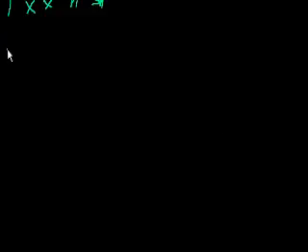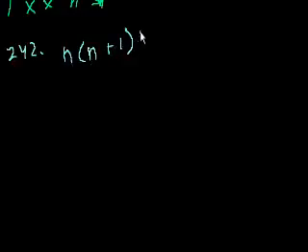242. If n is a positive integer, then n times n plus 1 times n plus 2 is. Okay, they have a bunch of options: what happens when n is even, only when it is odd, when n is odd. Okay, so they want us to see what happens when n is even or odd. So let's see what happens when n is even.